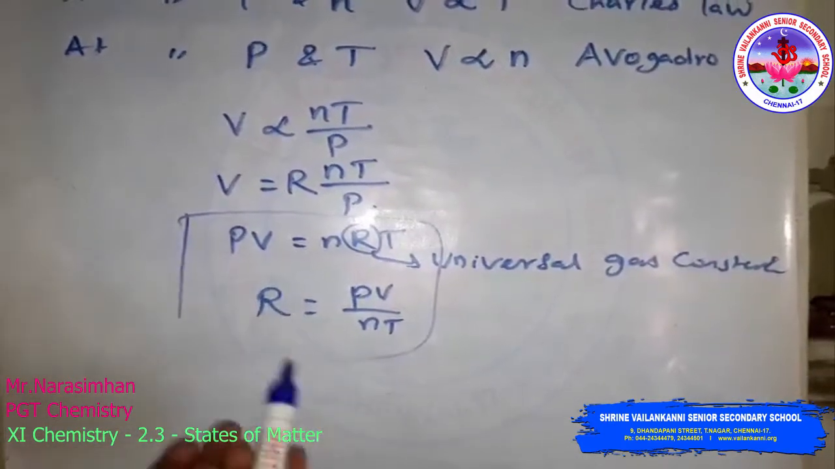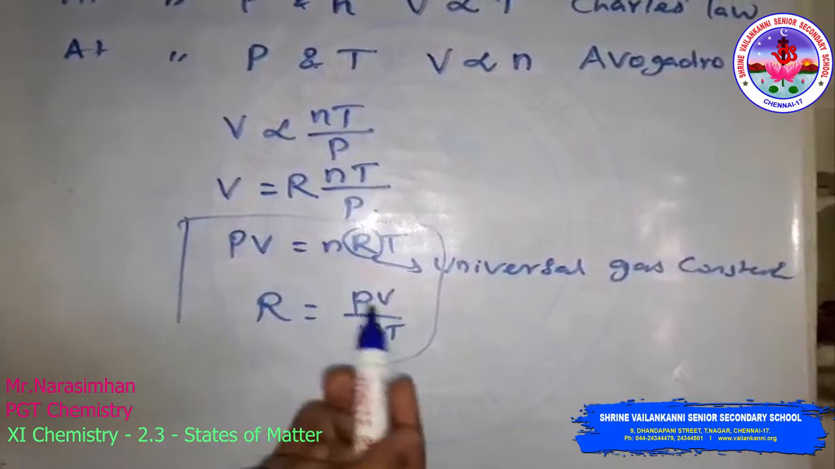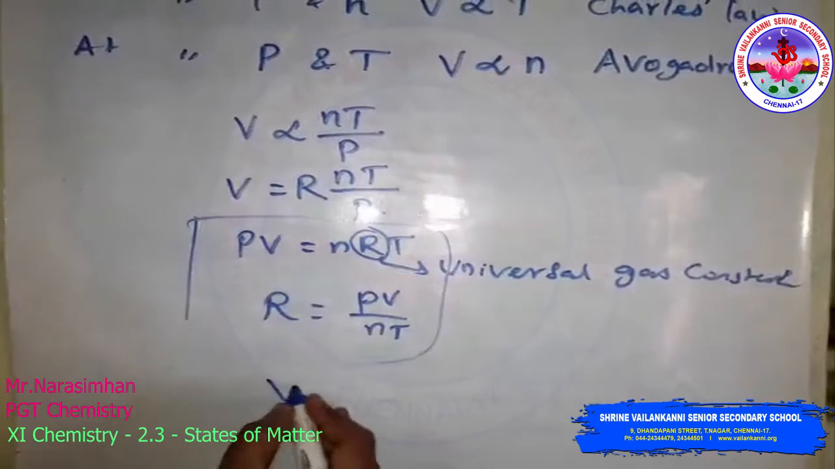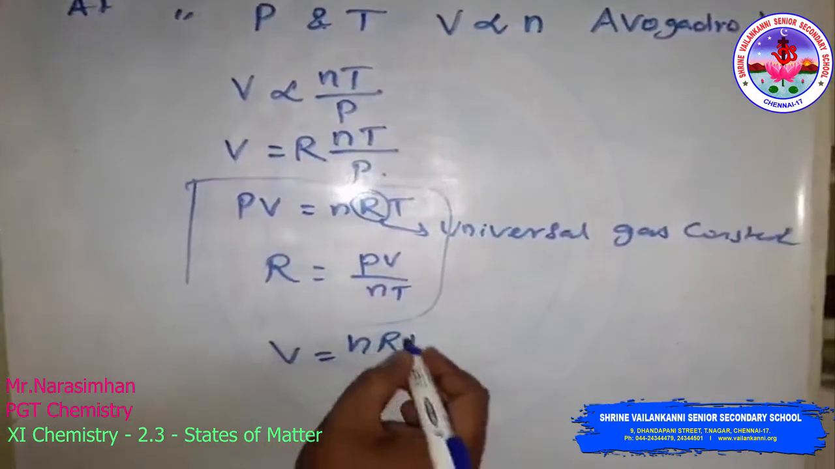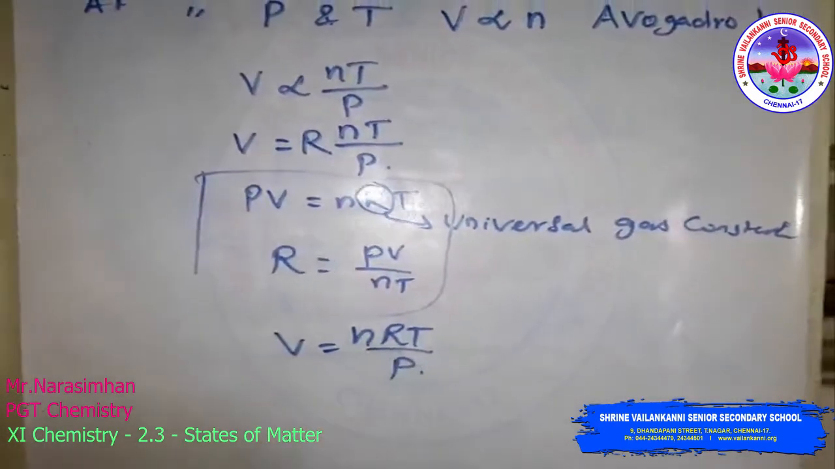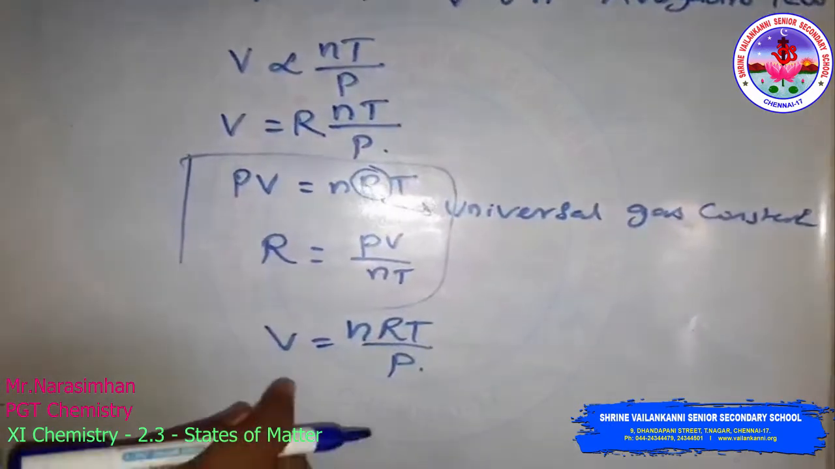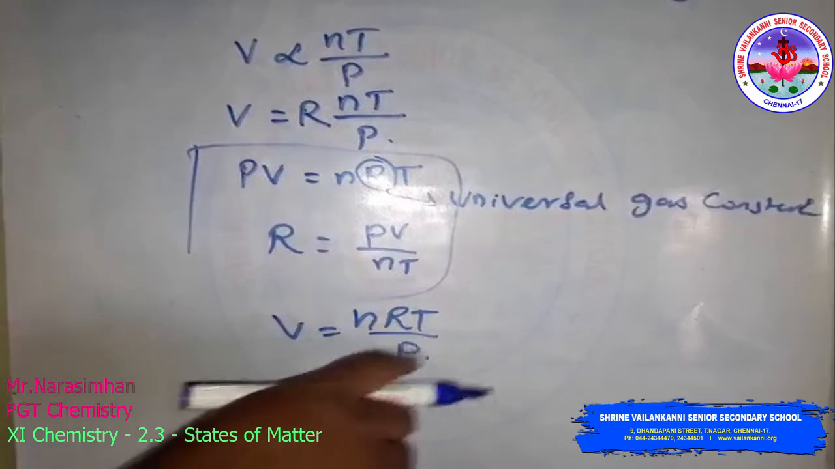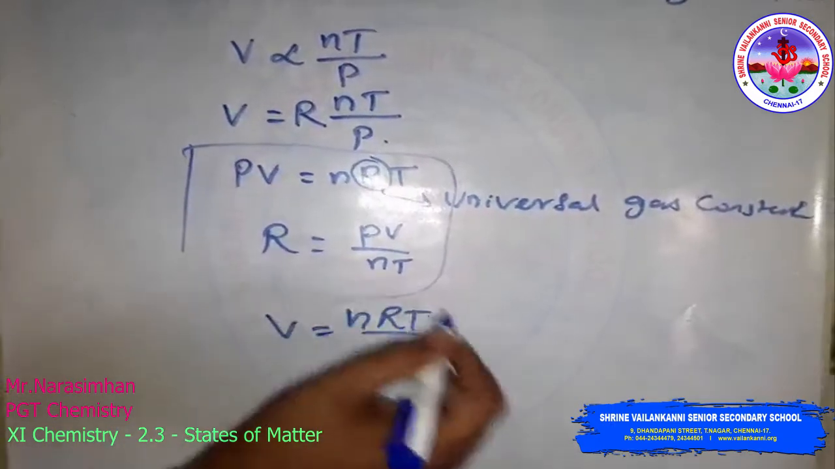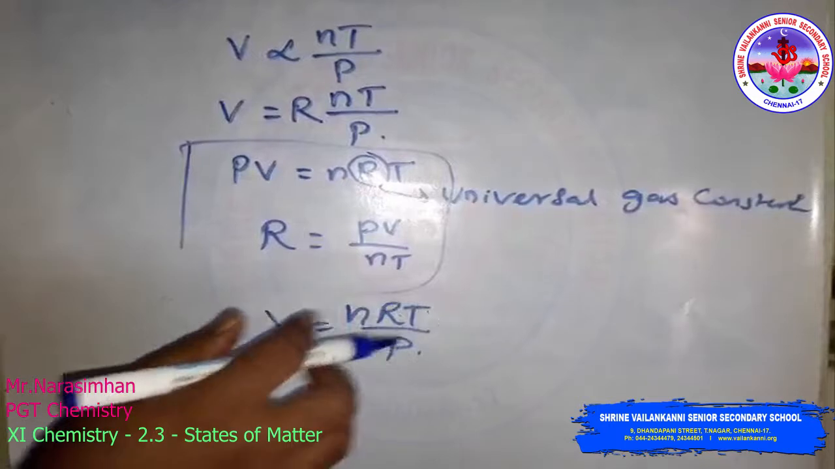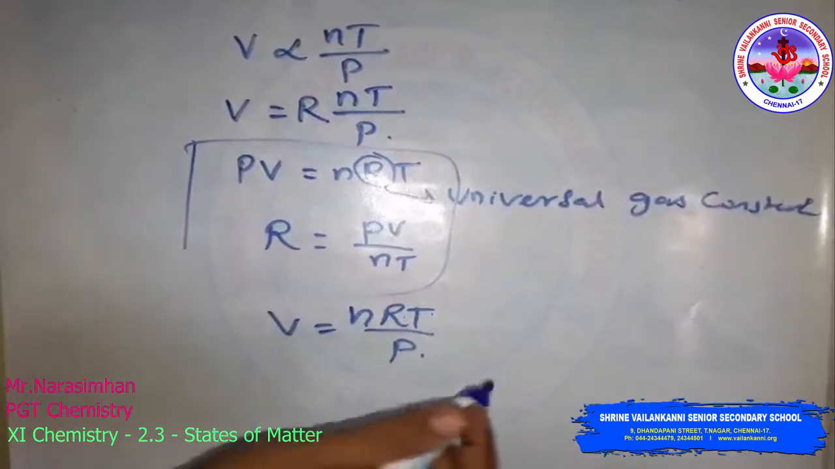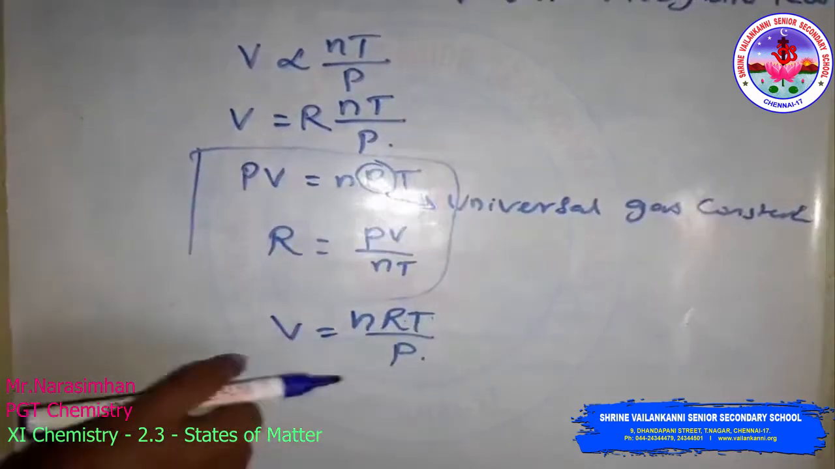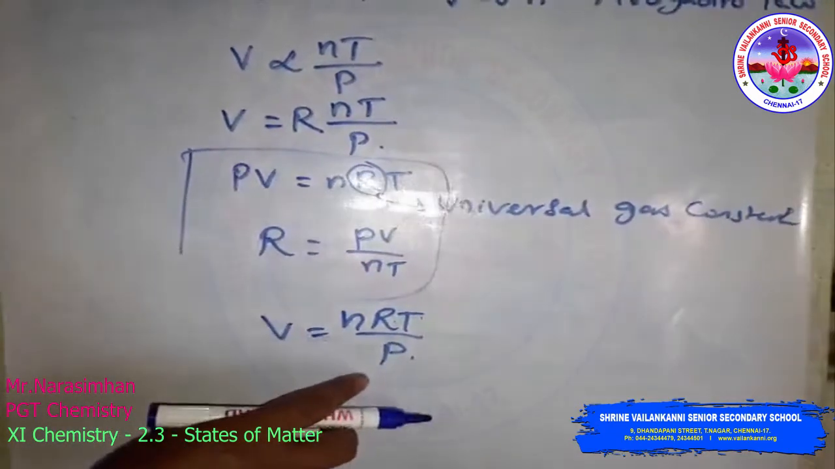At constant temperature and pressure, the same number of moles of any gas will have the same volume, because V is equal to nRT by P, where n, R, T, and P are constant. This equation is applicable to any gas under those conditions, when the behavior of the gases approaches ideal behavior.